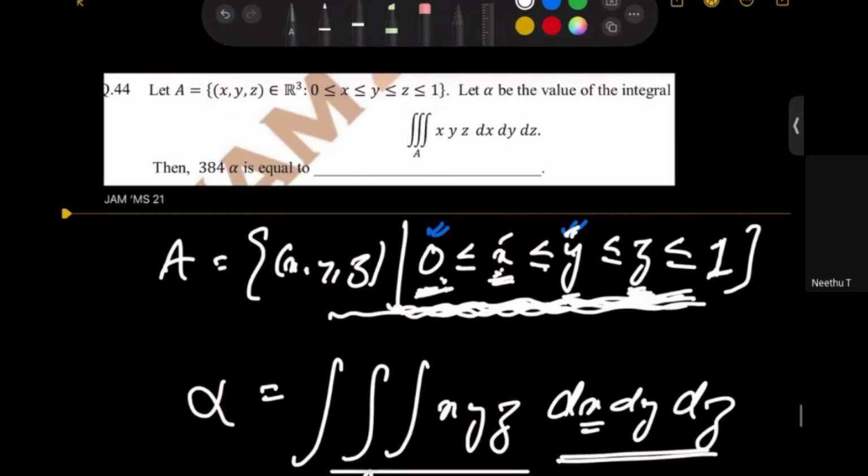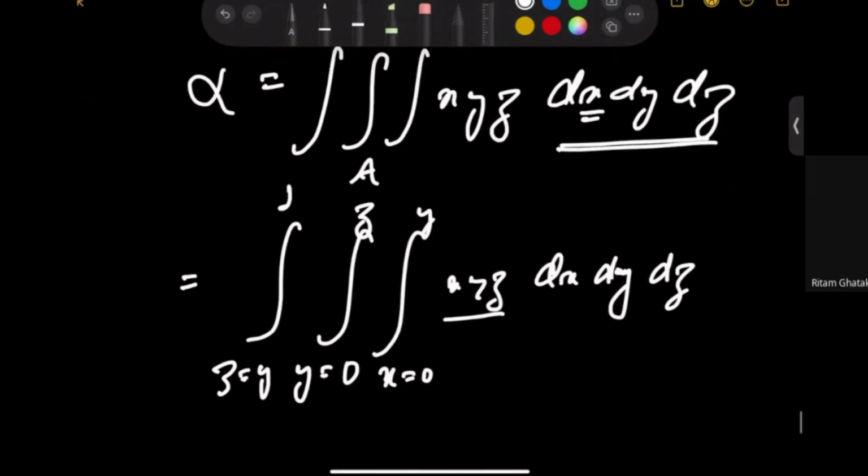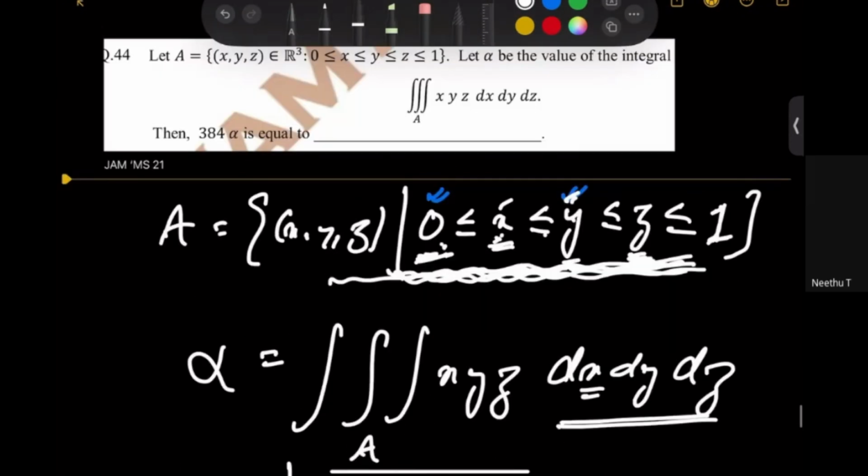So the final one is z. What are the limits of z? If you put z equal to y to 1, do you see any problem? It will be 0 to 1. Exactly, it should be 0. The problem is that if you put z from y here, y will reappear, right? So we should put z going from 0 to 1. Z goes from 0 to 1.